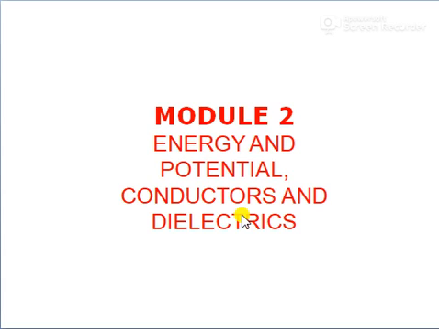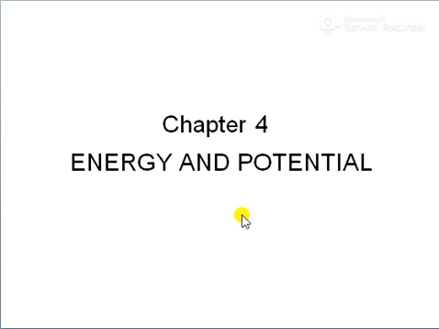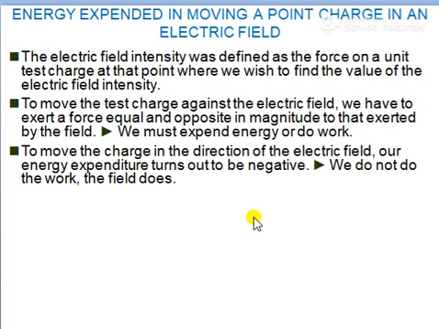Before defining electric potential, let us study the work in moving a charge in the electric field. So we first go through chapter 4, that is energy and potential. Here, first we study the energy expended in moving a point charge in an electric field. The electric field intensity was defined as the force on a unit test charge at that point where we wish to find the value of electric field intensity.